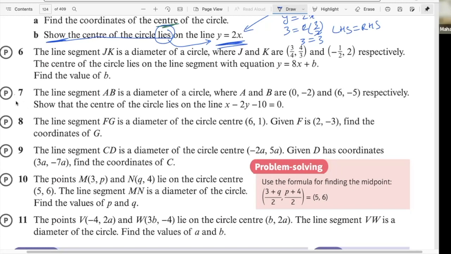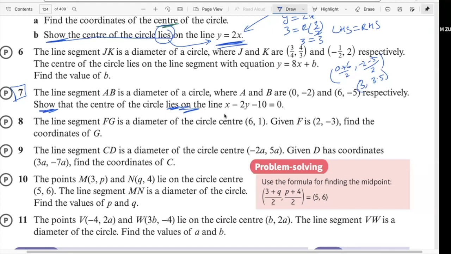Question 7. The line segment AB is the diameter of the circle. So we are given A and B respectively. Show that the center lies on this line. So first we'll find the center. Center is the midpoint. So 0 plus 6 by 2, minus 2 plus 5, negative 5 by 2. So 6 by 2 is 3 and 7 by 2 is 3.5. So I have x and y and it says show that it lies on this line. So left side should be equal to right hand side.